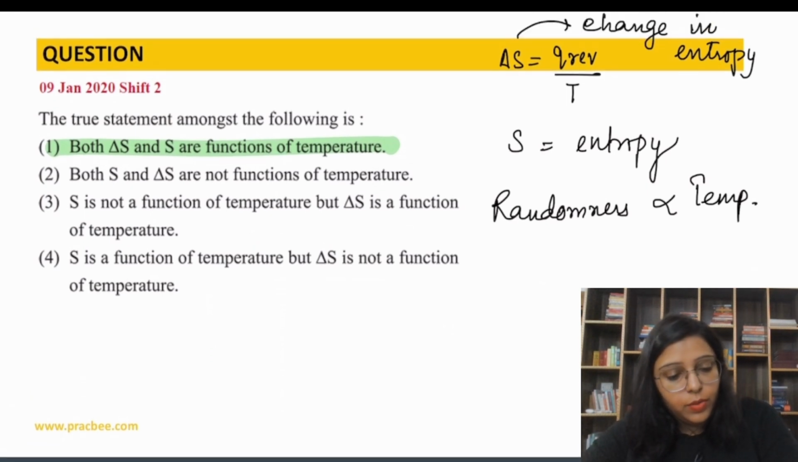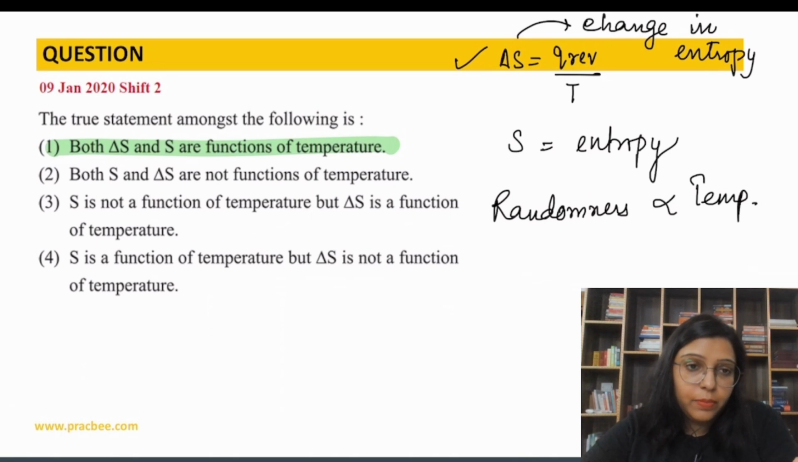If we use this formula, delta S is equal to Q reversible by T, it means at the same temperature, if you provide more heat energy to the system, then the randomness increases.